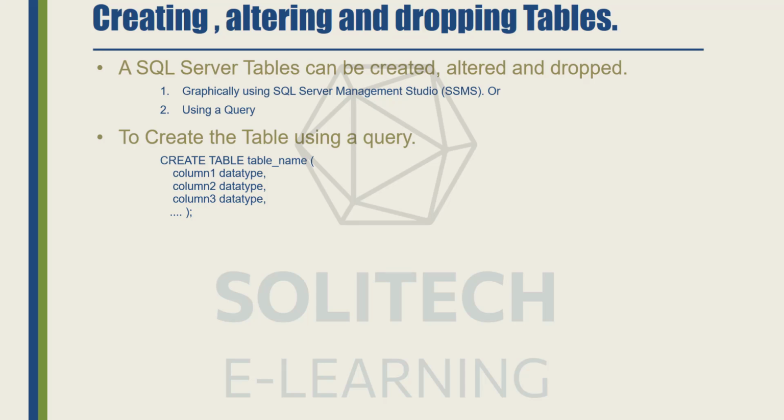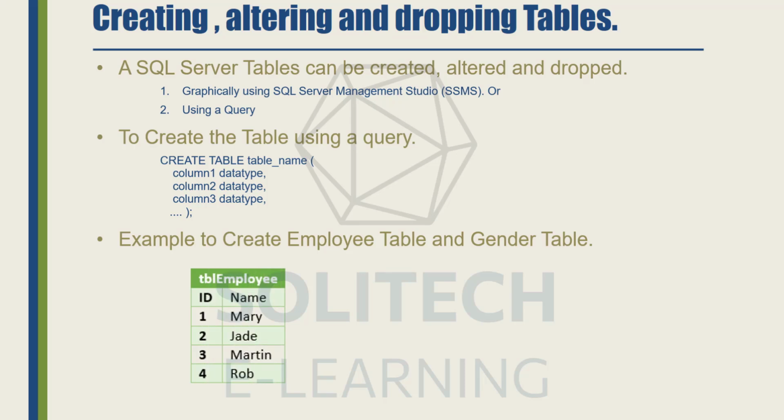For example, we need to create these two tables, employee table and gender table. Employee table have two columns. ID column. This column is used as primary key, and we will explain the keys type later. And the other column is name column. This column saves the name of each employee.